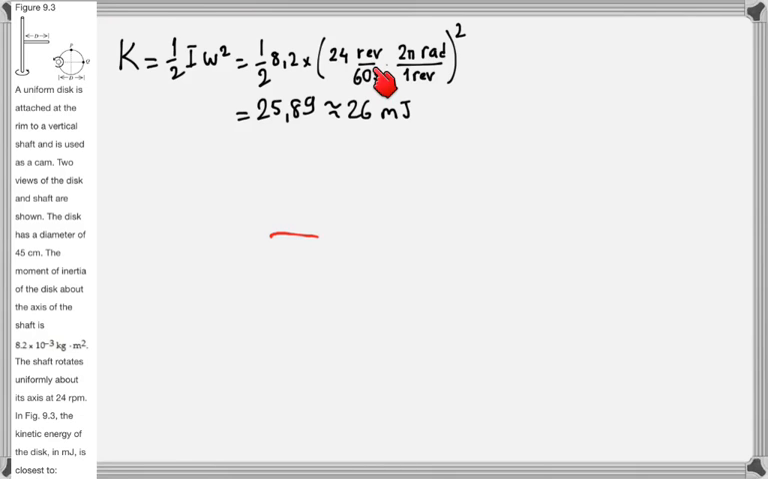So 24 revolutions per minute can be converted by using this conversion chart. One revolution makes 2 pi radians, because these ratios are equal to 1. I can always write down these ratios as multiplication to 24. One revolution is 60 seconds, and 2 pi radians is 1 revolution. When you do this, revolutions will go, and radians per second will stay. So 24 revolutions makes 24 times 2 pi divided by 60 radians per second. And you will take the square of this to find the kinetic energy.